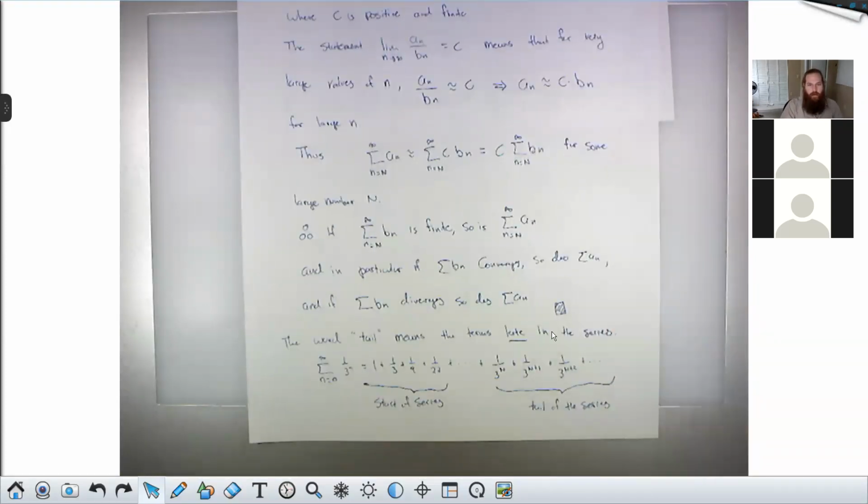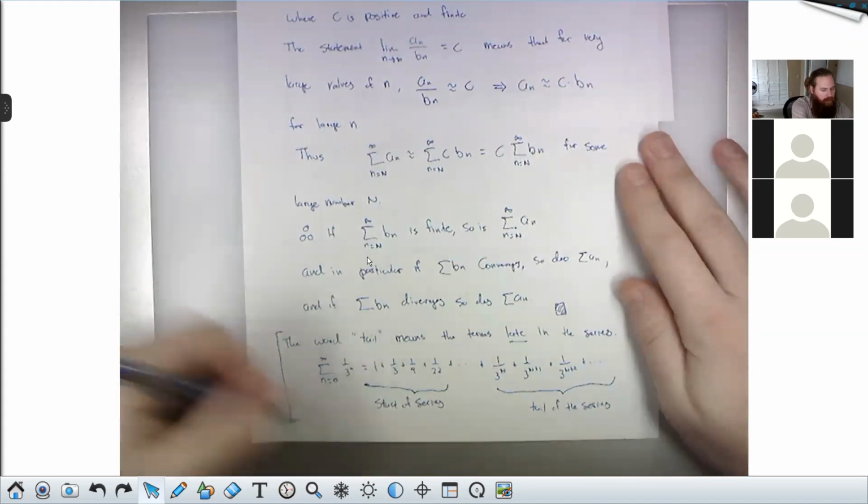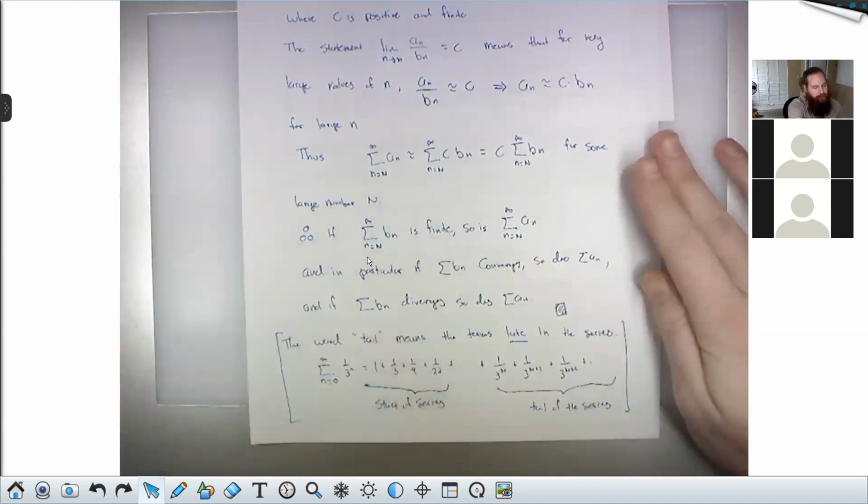So the tail is the general term for the late terms in the series, and usually we say that those are the terms from capital N on. It's just a word that's convenient for describing these things.